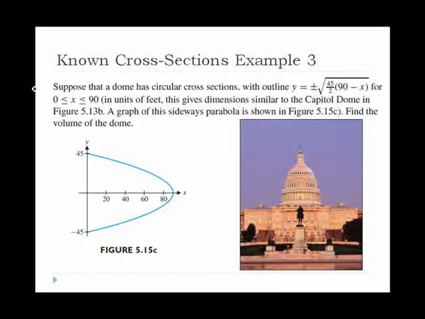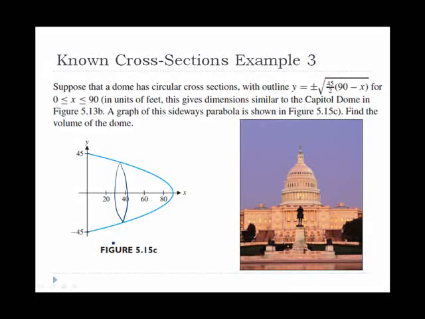Okay, one more example. Volume of known cross-sections, example 3. Suppose a dome has circular cross-sections with outline y equals plus or minus the square root of 45 over 2 times 90 minus x. That's this curve here, this blue curve, okay? For 0 is less than x is less than or equal to 90, so from 0 up to 90. And in units of feet, this gives dimensions similar to the Capitol Dome in figure 513b right here. A graph of this sideways parabola is shown right here, and we're going to find the volume of the dome. Alright, so that's our problem. It has circular cross-sections, so we know we're going to have circular cross-sections like this.